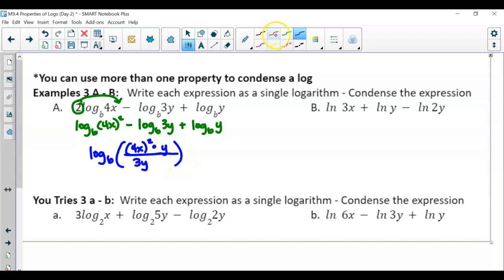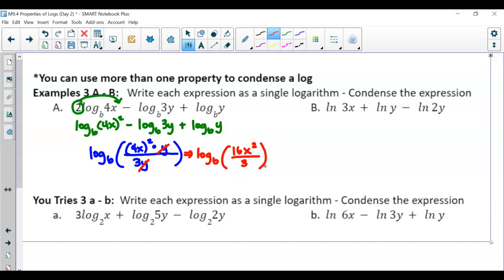So now here I can continue on in simplifying. I notice I have y divided by y, and y divided by y is 1. They cancel out. So here we're left with log base b of 4 squared, which is 16, and x squared, which is x squared, over 3.